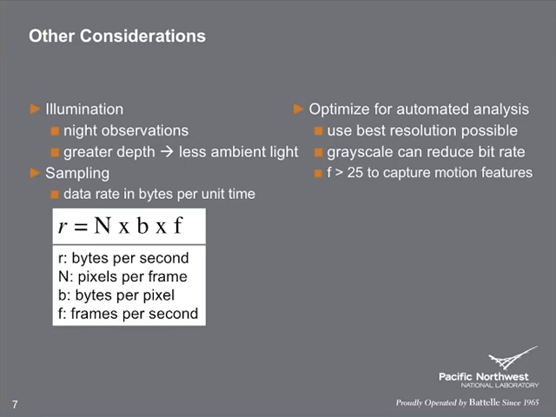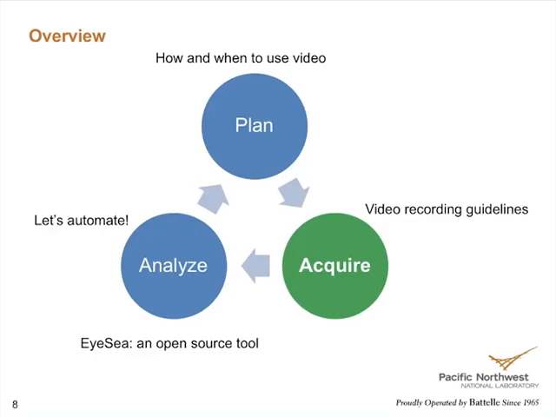You might also want to think about optimizing for automated analysis in the end. And in that case, you want to use the best resolution possible. And so that's going to increase the data rate. But you could consider using grayscale rather than color in order to reduce the bit rate a little bit. If you want to capture motion features, which I'll talk about later, you want to record at probably at least 25 frames per second in order to capture motion. So those are some things to think about when you're planning your video acquisition.